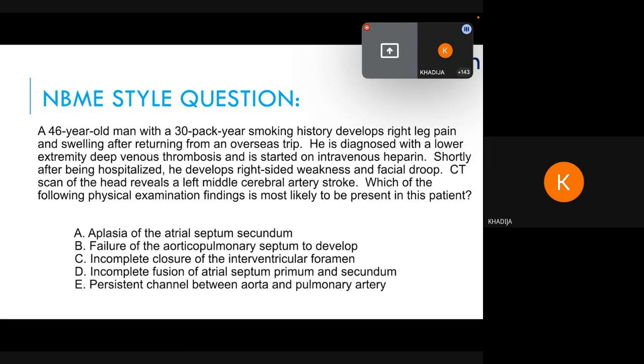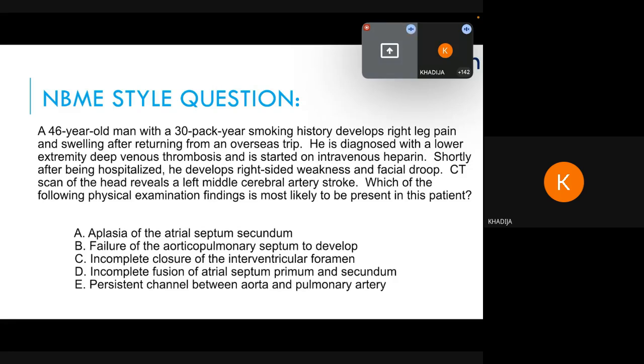CT scan of the head reveals a left middle cerebral artery stroke. Which of the following physical examination findings is most likely to be present in this patient? Should I read it from the beginning? Yes. A 46-year-old man with a 30-pack-year smoking history develops right leg pain and swelling.